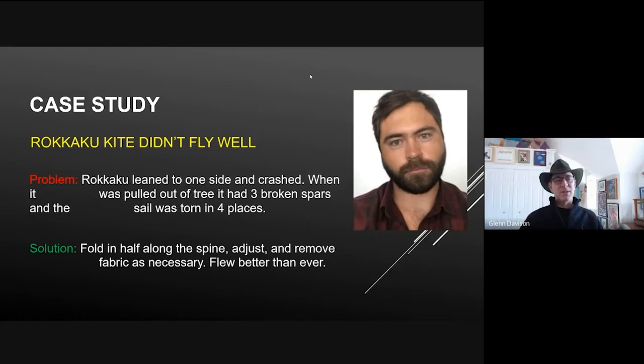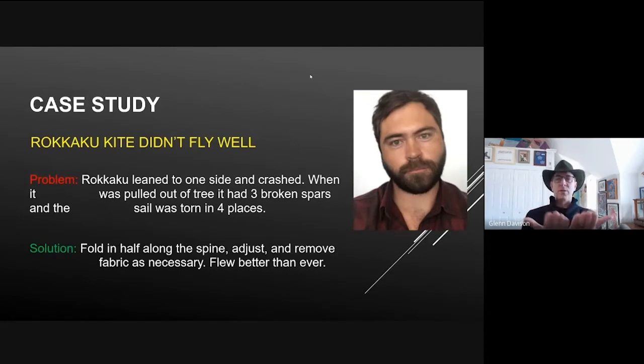But here's a case study about a rokaku that didn't fly well. It leaned to one side and crashed. And just the leaning is an indication that something's wrong. This kite, when it crashed, was stuck in a tree. Pulling that kite forcefully out of the tree, it then had 3 broken spars and was torn in 4 places.